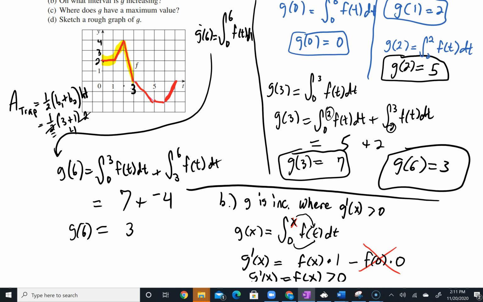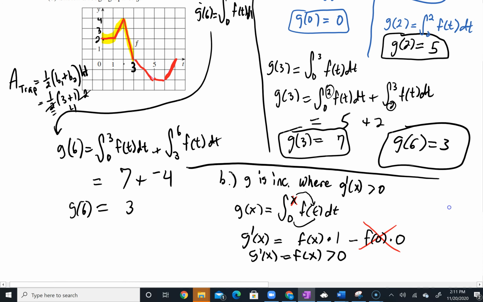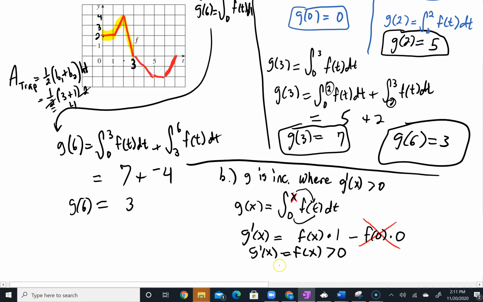So they're saying on what interval is that going to be increasing? We can say g is increasing. Remember, with increasing intervals, we want to use closed intervals. We always use brackets there. And that's where f is positive. Okay? For part C, they're saying, where does g have a maximum value?